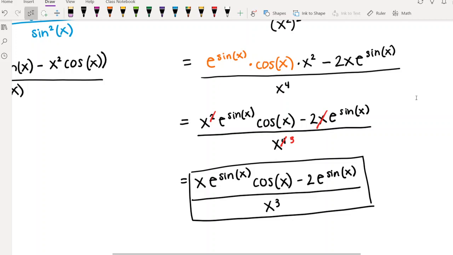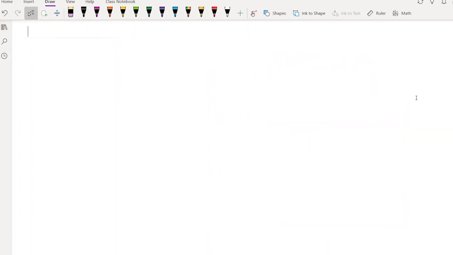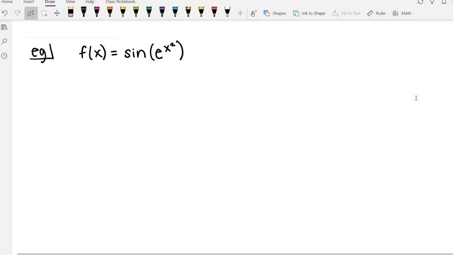Okay, so last example I want to do, maybe let me go to a new page here. It's a little bit different than the other ones. So let me write this out: sine of e to the x squared. This one, there's no product in here, right? There's no quotient, but we'll see that it's actually a problem where we have to use the chain rule twice.